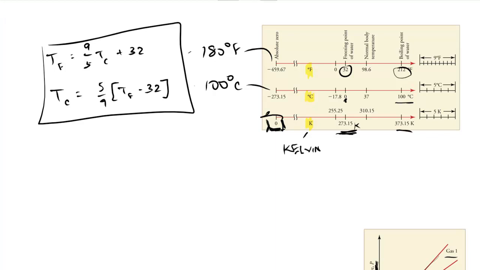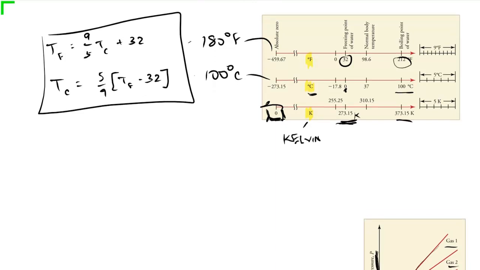So the size of the graduations on the Kelvin scale are exactly the same as the size of graduations on the Celsius scale. The only difference is that they are shifted down so that 0 on the Kelvin is absolute 0. So our conversion here, temperature in Celsius, would be your temperature in Kelvin minus 273.15. Or you can say here your Kelvin temperature is your Celsius temperature plus 273.15 degrees. And these are the conversions between them.